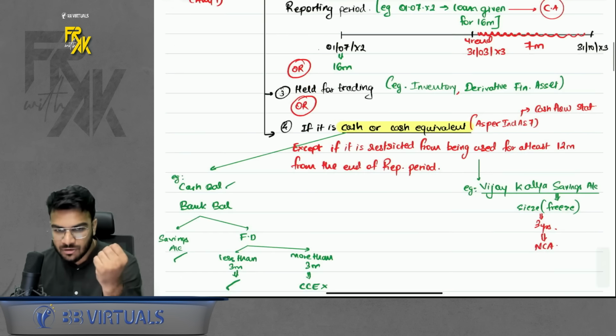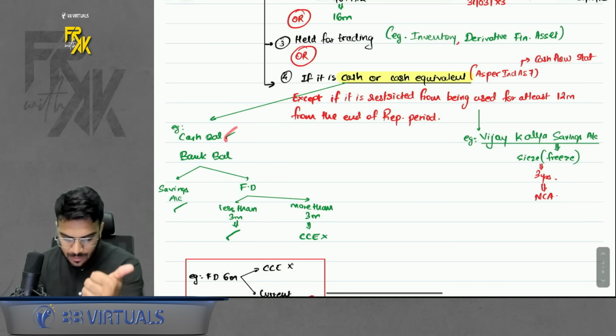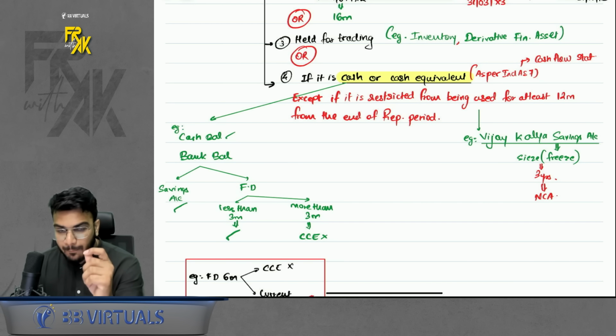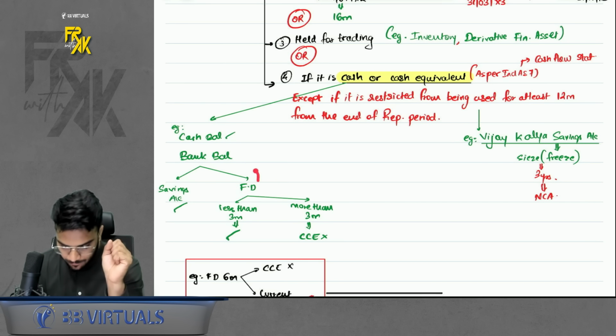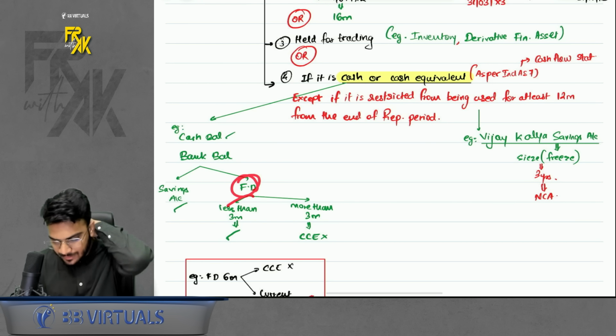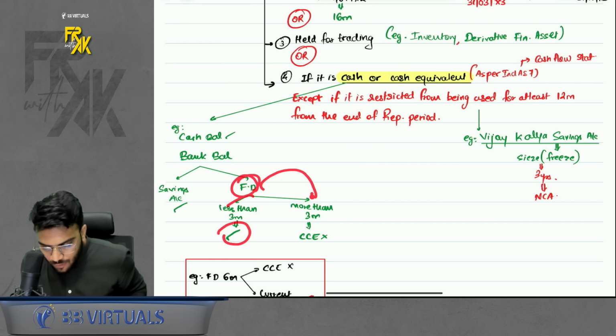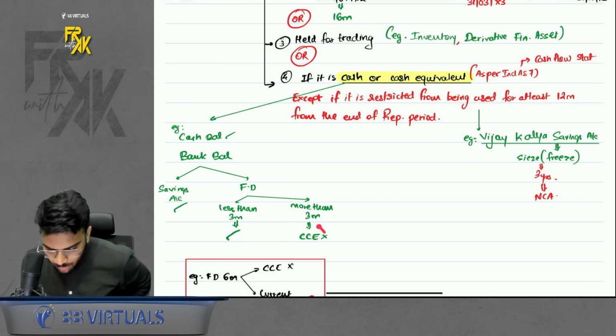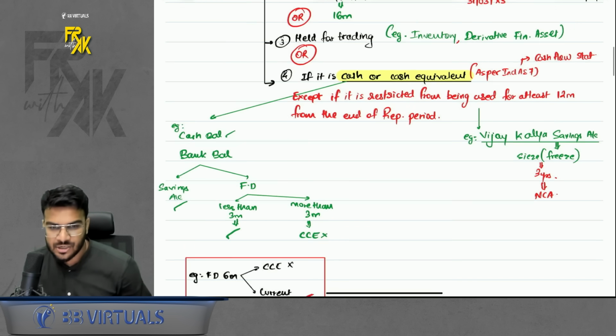So what is cash and cash equivalent? If you have a cash balance, it is current. If you have a bank balance, a maturity of less than 3 months is covered in cash and cash equivalent. Those are classified under current. So if you have a fixed deposit of less than 3 months, it will be CCE. If you have an FD of more than 3 months, it won't be CCE. CCE means cash and cash equivalent.